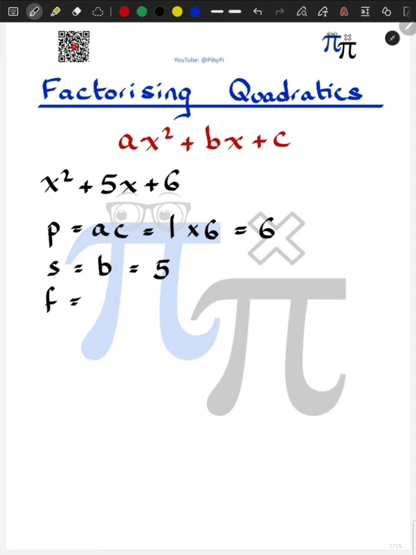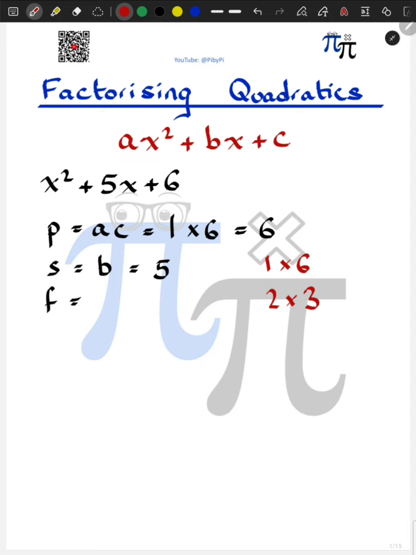The factors are now what we need to identify. So the factors refer to two numbers that when you multiply, you would get 6. That's why it's called a product. But when you add, you get 5, and that's why it's called the sum. So what we're going to do is list the factors of 6. What numbers can I multiply to get 6? I can multiply 1 and 6. I can also multiply 2 and 3. There's no other factors, so we can stop there.